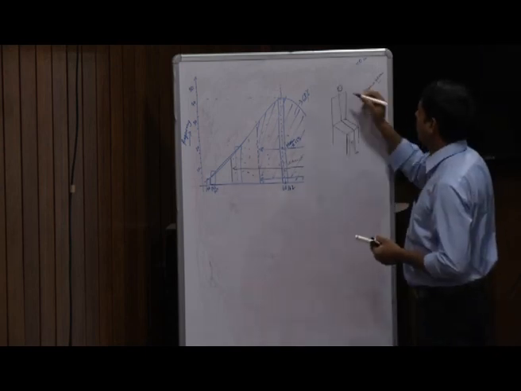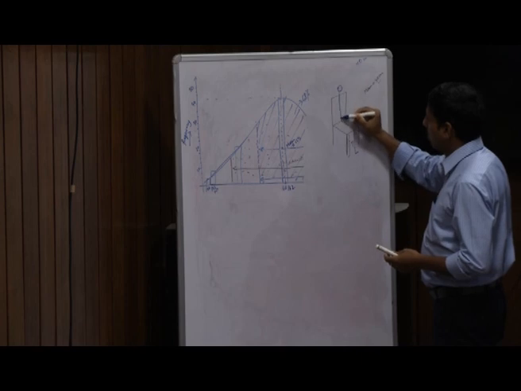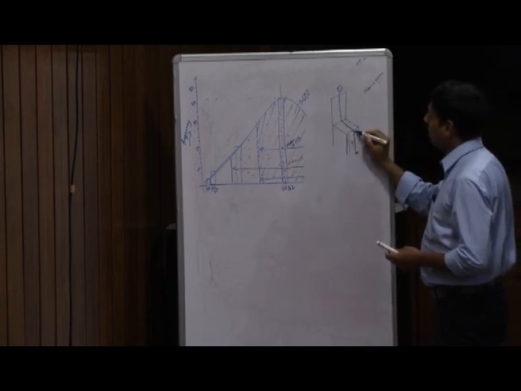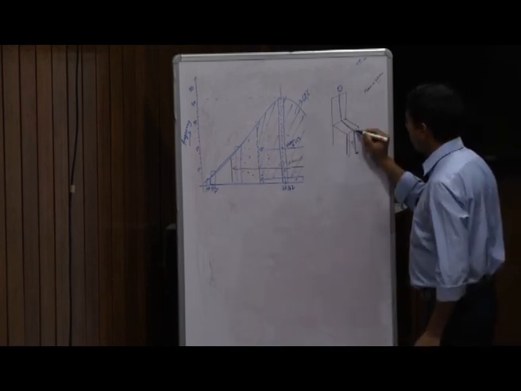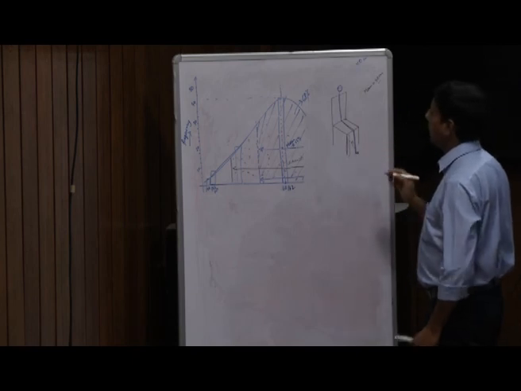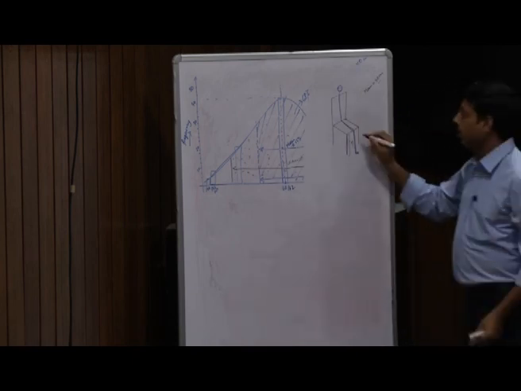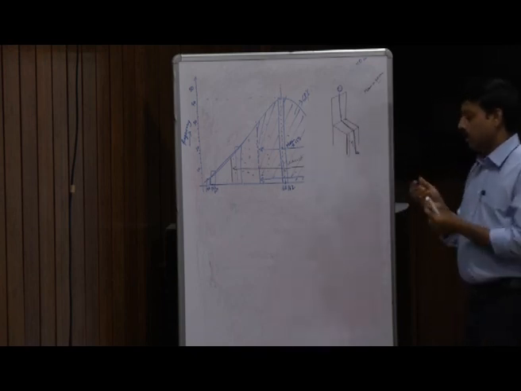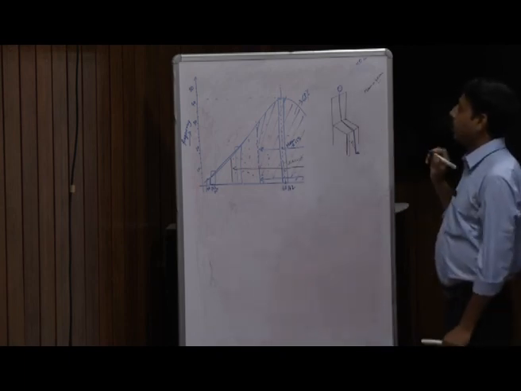So if we imagine this is the human being, while that human being is sitting, this is the dimension we need to consider. The exact anthropometric variable we call popliteal height, that is the height from below the thigh up to the bottom surface of the sole. So that is the popliteal height.